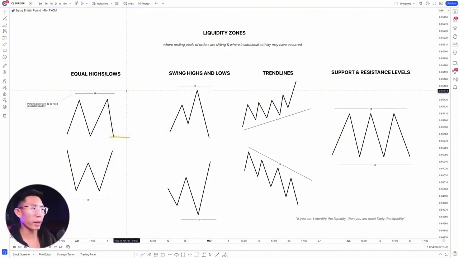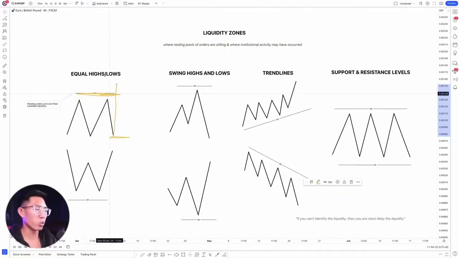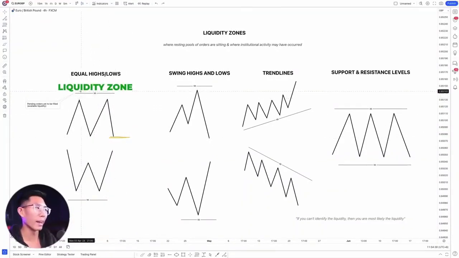And there will also be breakout traders who will place their buy orders right here, pending buy orders right here, so that if price eventually breaks above these highs right here, they will be triggered to enter for a buy order. So you can see, buy orders right here, and there are also stop losses right here for the sellers. And both of those give us liquidity at this area right here, your liquidity zone.